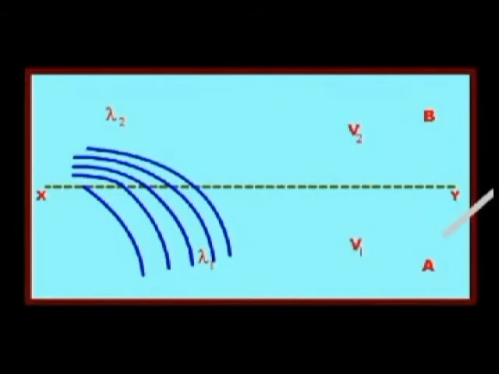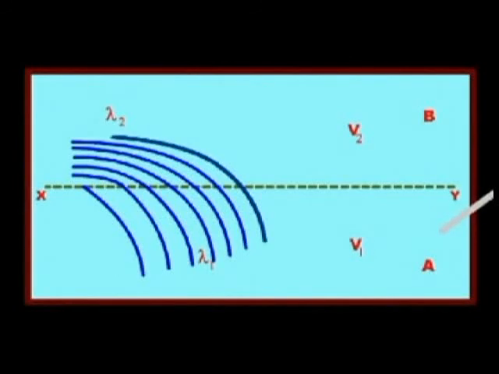It is known that the deeper the water, the higher the velocity. Since the frequency of the vibrating source remains constant, the velocity of water waves in the deeper region will be greater than the velocity of water waves in the shallow region.